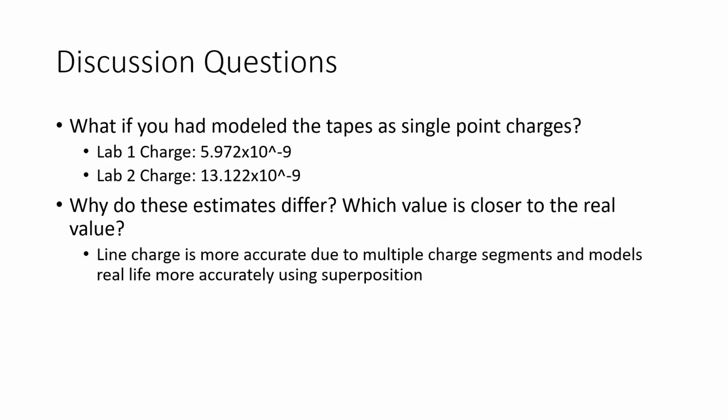Some discussion questions: what if you had all the tapes as single point charges? Lab 2 is twice as great as Lab 1. Why do they differ? Because the line charge is more accurate due to multiple charge segments, and it more accurately does superposition as in real life.